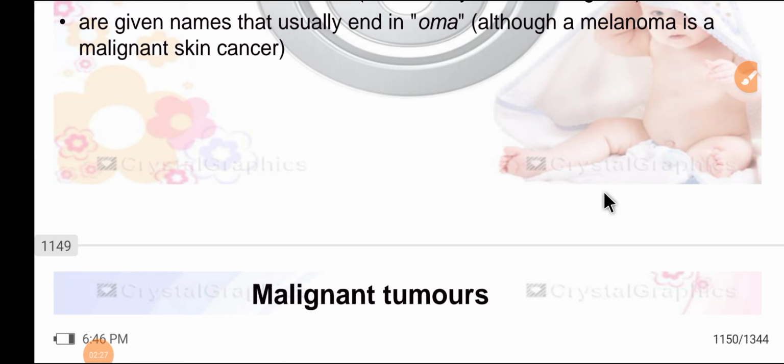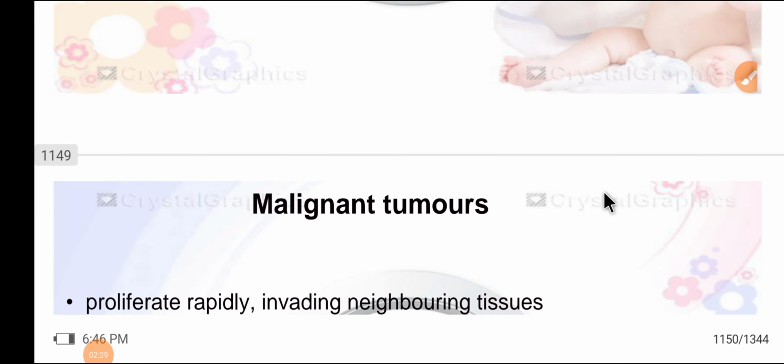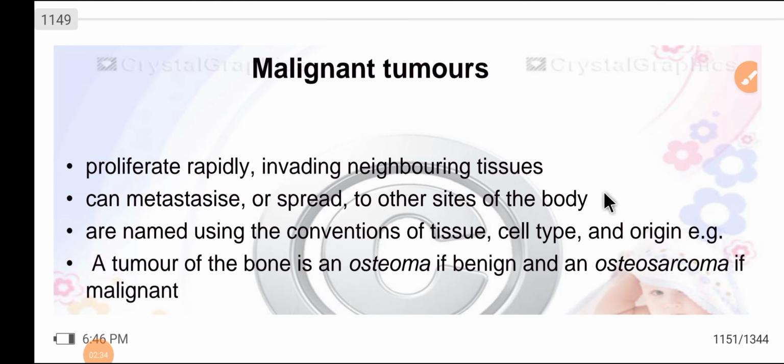skin cancer. Malignant tumors proliferate rapidly, invading neighboring tissues, and can metastasize or spread to other sites of the body. They are named using the conventions of tissue, cell type, and origin. A tumor of the bone is an osteoma, if benign, and an osteosarcoma, if malignant.